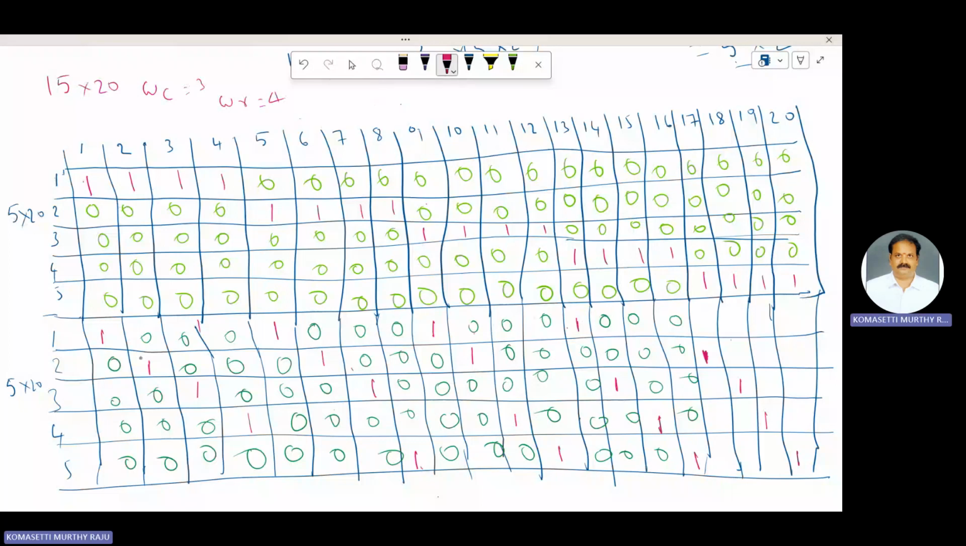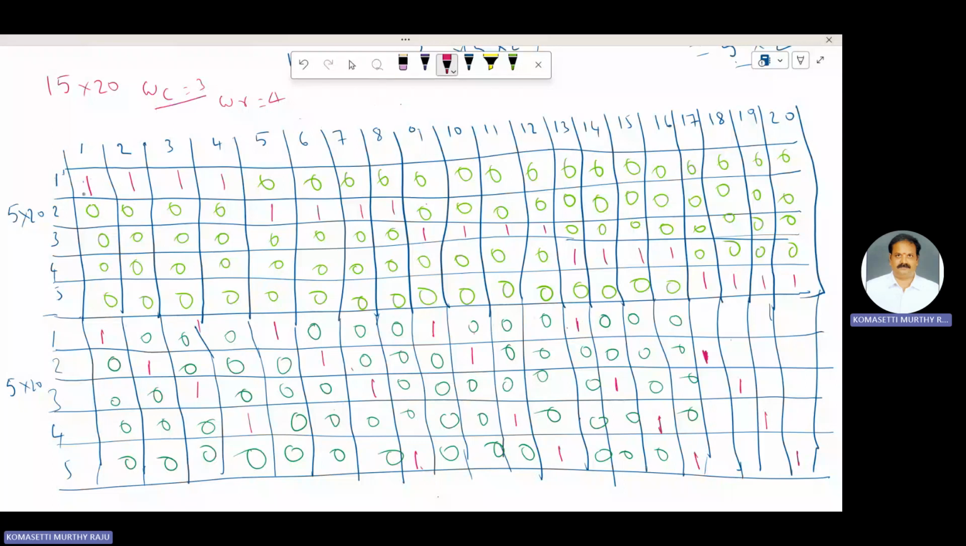For the second submatrix, row weight is 1, 2, 3, 4. Here 1, 2, 3, 4. Here 2 ones are there. Each column of the submatrix contains at least 1. Okay. Next, the main H matrix column weight is 3.